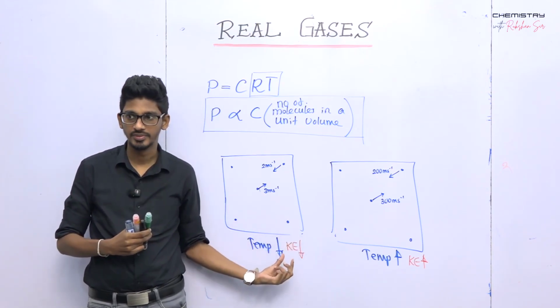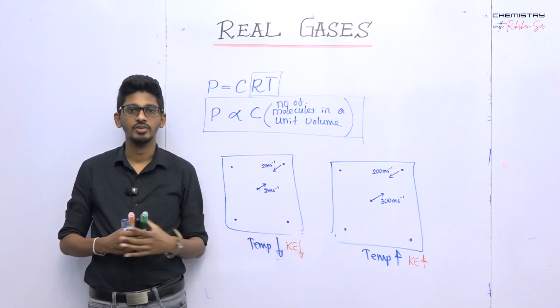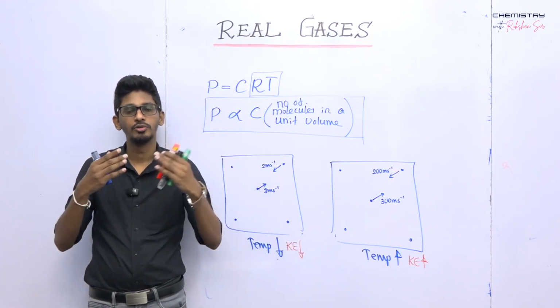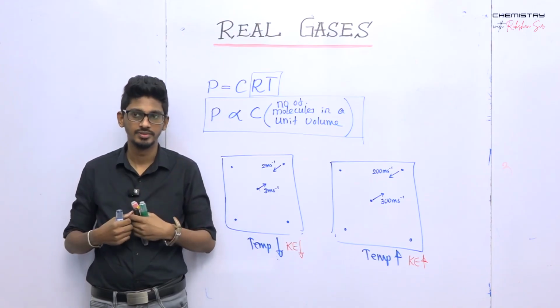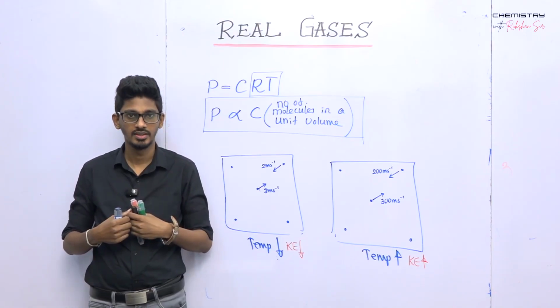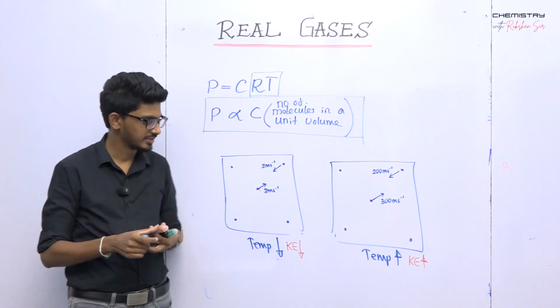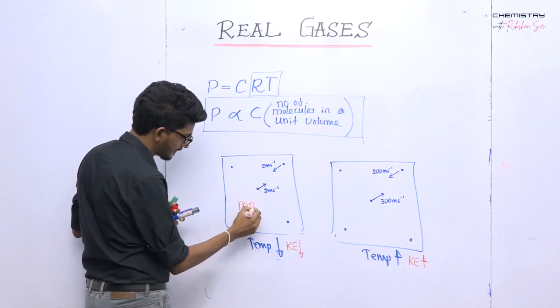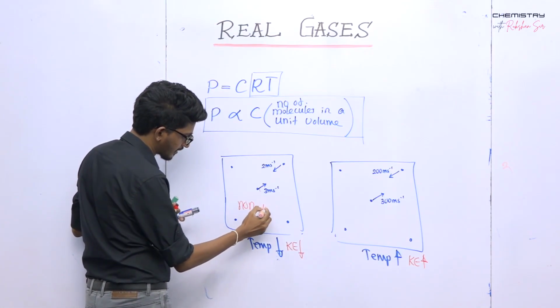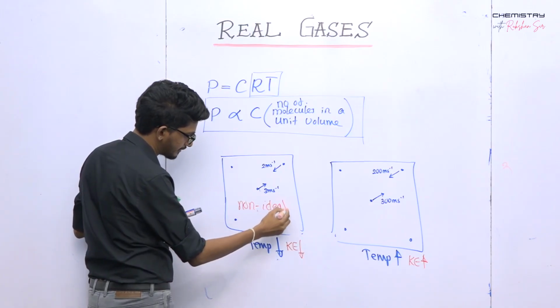When the temperature is low, kinetic energies are low. That means particles are traveling with small speeds, so attractions as well as repulsions are possible. Non-ideal behavior. Attractions, repulsions possible.